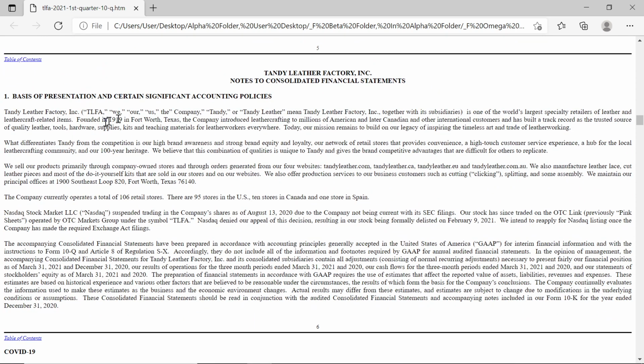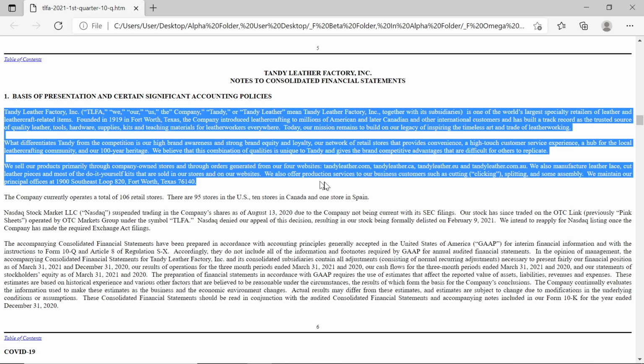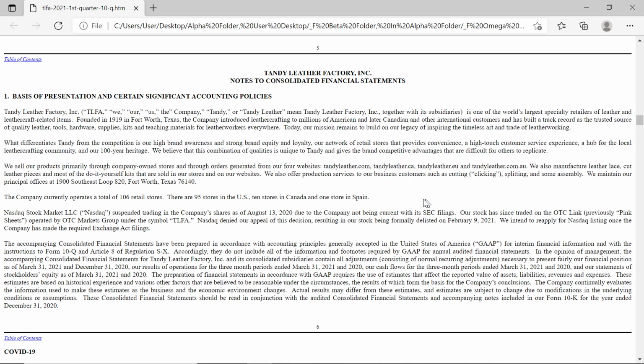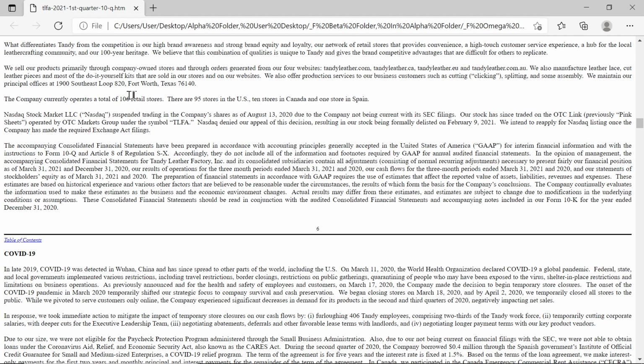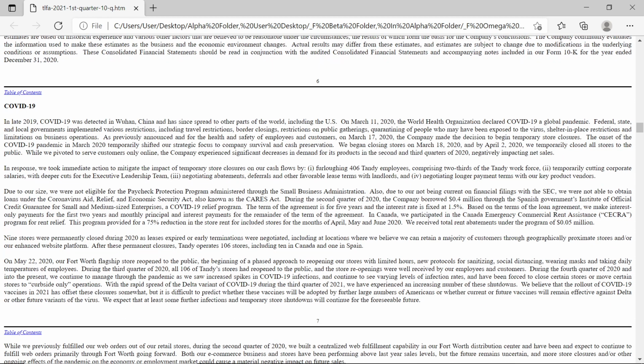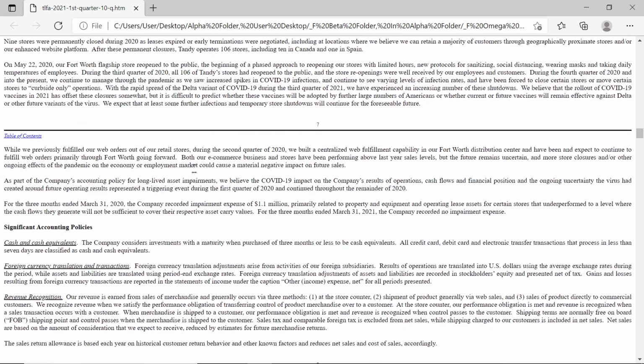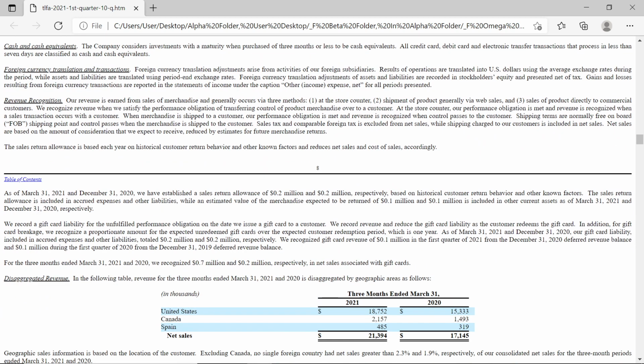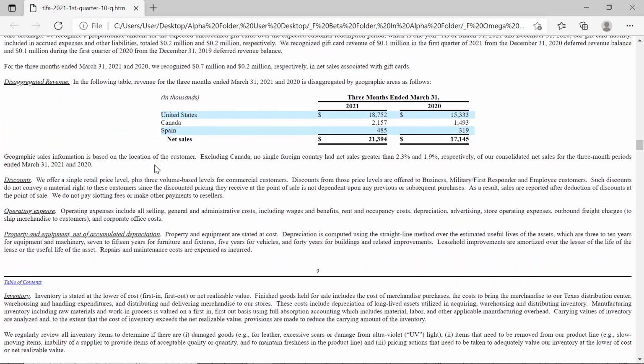Now here, there are some notes. They're going to talk about relevant history. They're going to talk about what their company is briefly. They have 106 retail stores, 95 stores in the US. They're going to talk about COVID, because that's just a topic that everybody has to talk about this year. And some detailed accounting notes for people.